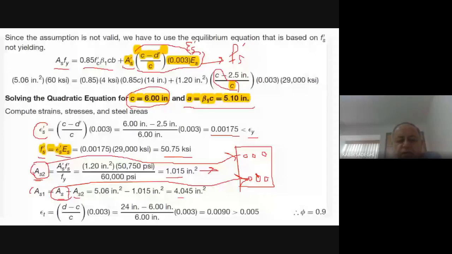Okay, for checking the value of phi, is it 0.9 or not, we calculate epsilon t, the strain at tensile steel. Therefore, we see that yes, it's nicely more than 5 per thousand. Therefore, phi of 0.9 is acceptable, and we apply that.